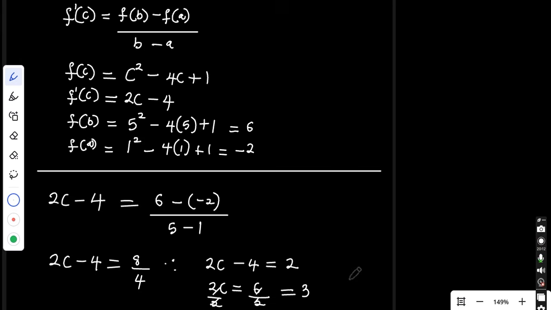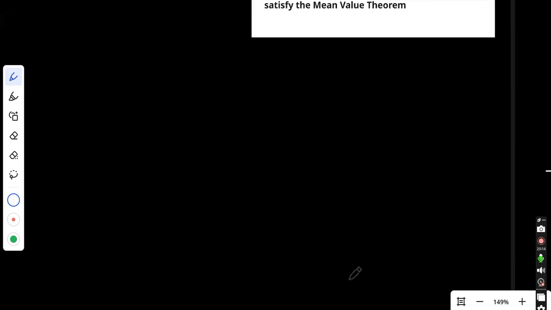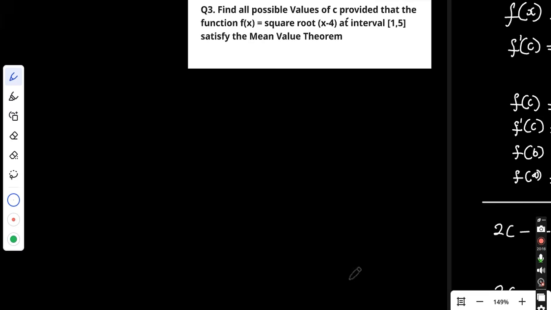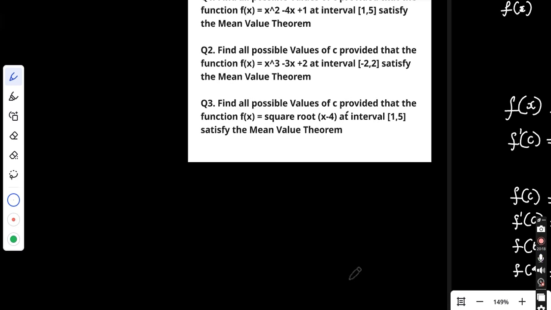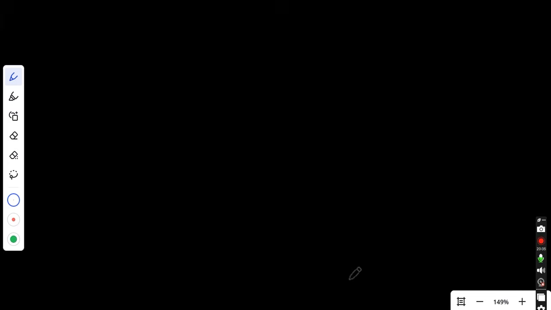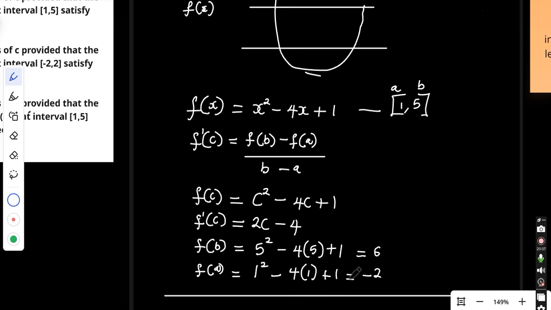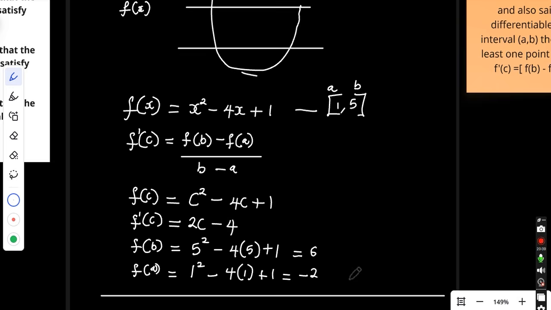So the next problem, that's question 2. The problem says find all possible values of c provided that the function x cubed minus 3x squared plus 2 at interval -2, 2 satisfies the mean value theorem. So let us proceed and solve question number 2.